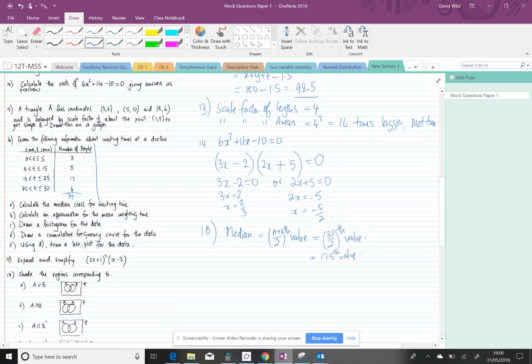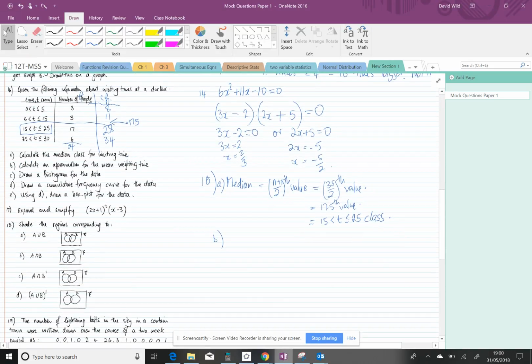And we need the cumulative frequency here. This is the frequency, the number of people. So cumulative frequency, add the frequencies up. 8 plus 3 is 11, add the 17 makes 28, and add the 6 makes 34. Where does the 17.5th come? That goes there, in between 11 and 28. So we go along, and it must be this class here. So this is the 15 less than t less than or equal to 25 class. So that was part A. Let's do part B now.